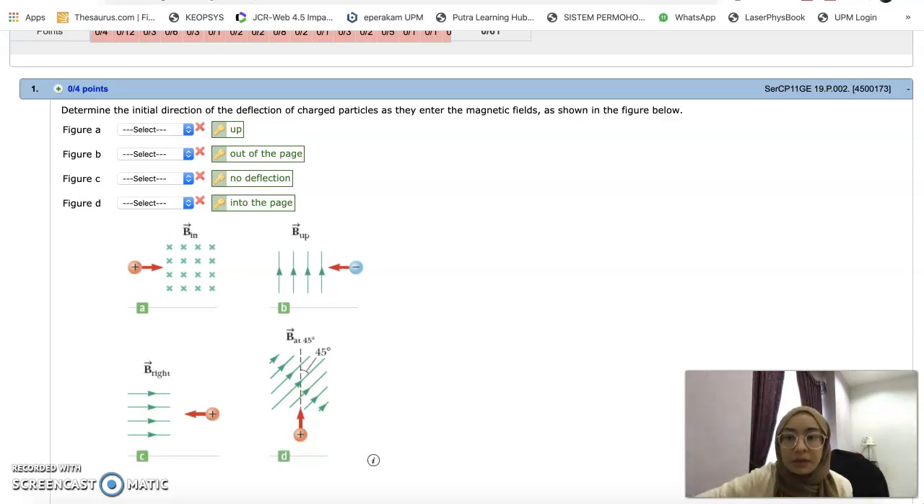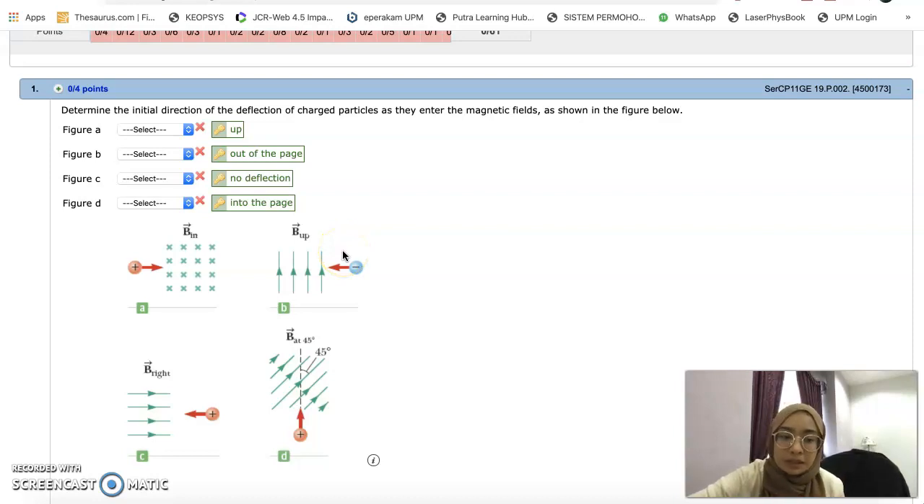So let's discuss this question on the screen. Determine the initial direction of the deflection of charged particles as they enter the magnetic field as shown in the figure below. Alright, so we have a positive and we also have a negative. I'm circling it with my mouse. So we have a positive and we have a negative.